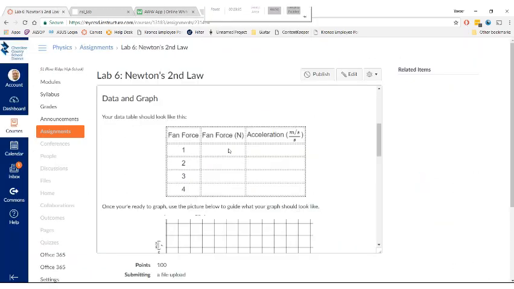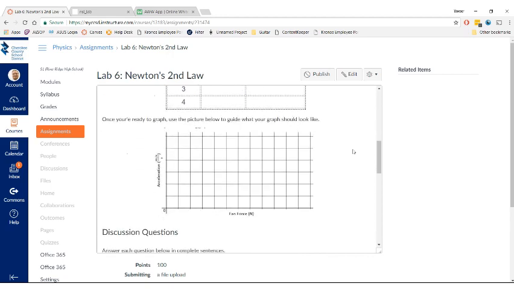Once you do all 4 fan forces and you calculate the accelerations, you need to go on and do your graph and do all of the sections of the data analysis on page 2 of your notebook. If you get confused on how to calculate the acceleration of the cart, that's really the difficult part here. Go back to the earlier parts of the video and watch it. That's all.